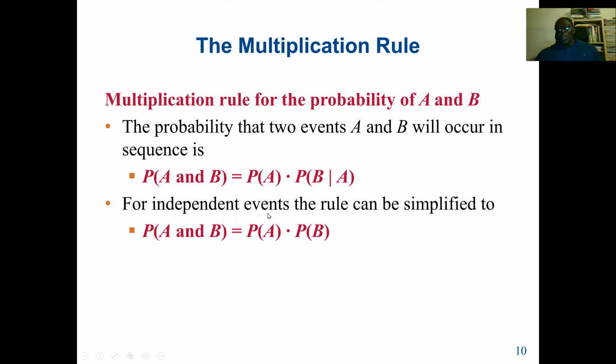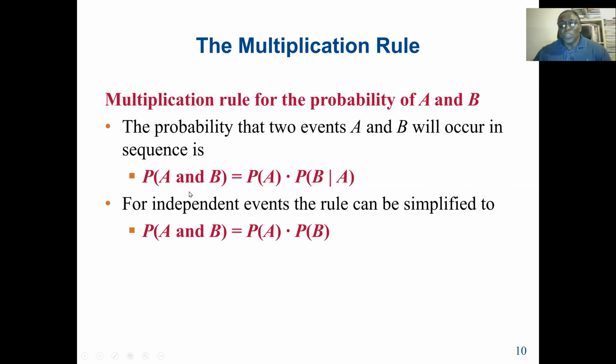So if I toss a die, what is the probability that the first time I will toss 1, the second time I will toss 2? So it will be probability of getting 1 times probability of getting 2. So it will be 1/6 times 1/6 because each event is 1/6. So that's the concept here.